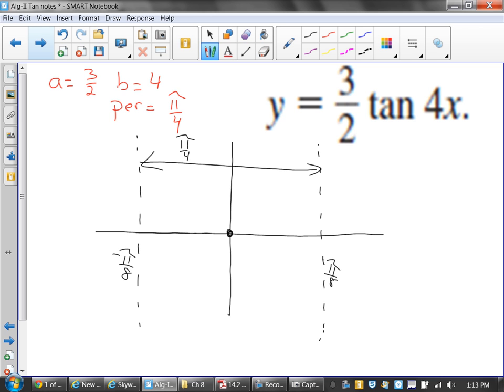So we've got our origin, we've got our asymptotes. The last pieces to put in are the halfway points between 0 and that, and 0 and that. So what's halfway between 0 and an eighth? Pi over 16. Very good. And then here will be negative.